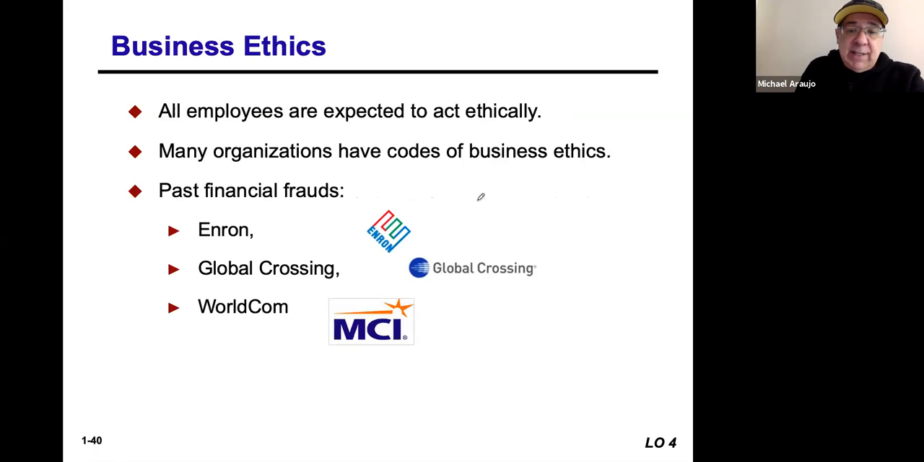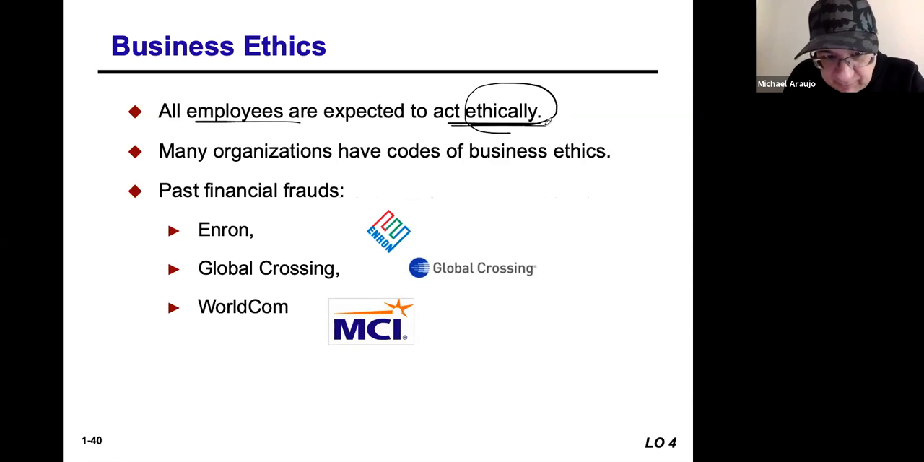Oh, yes, ethics. What can I tell you? It's interesting that they say all employees are expected to act ethically. Yes, managers included. Managers included. And so, basically speaking, a lot of the fraudulent activity that's happened over the past 20, 30 years has almost always been financial-based fraud. And even though all companies have a code of ethics, and you and I know the difference between what's right and what's wrong, it doesn't stop these types of things from happening.